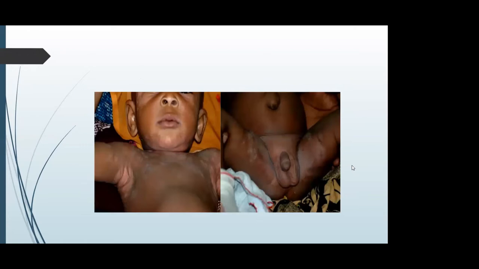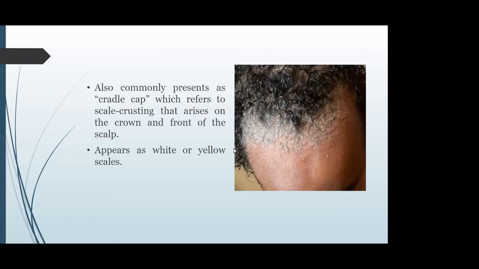Okay, so this is a pictorial representation of what I'm saying. I said the lesions occur where there are sweat glands, a lot of oil glands. So you see it in the axillary region, in the groin region. And then there's a clinical presentation that you see on the scalp, which they call cradle cap. This refers to the scale crusting type. You can see it in the picture, and it appears like white or yellow scales, very common in a lot of our newborns that we tend to see. Next slide, please.